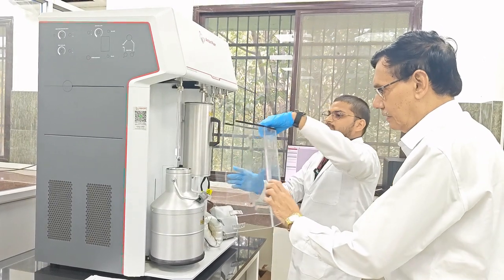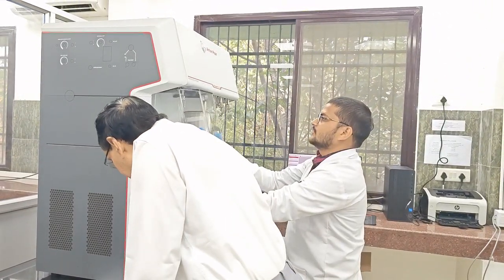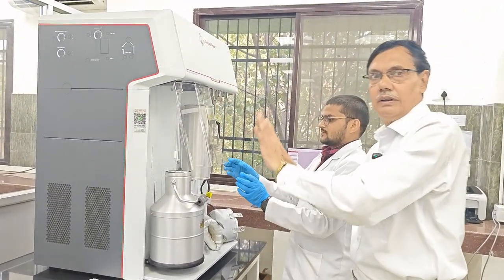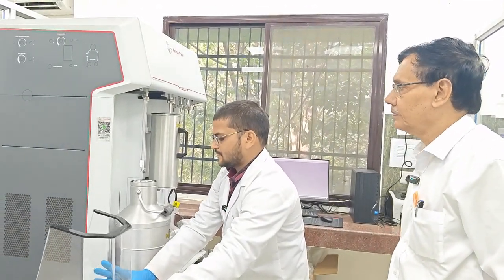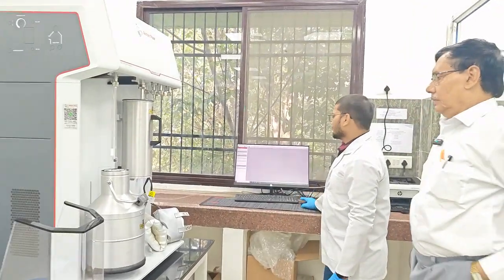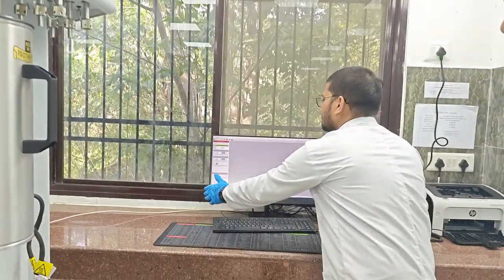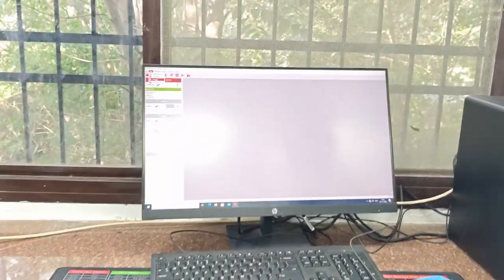Now we have to take the safety wall. This is the safety wall and safety guard, or you can call it a safety shield. So you just put this safety shield. Now everything is ready for the experiment. So as we did prior to degassing, we have to do the analysis. So we will go to start, and this is the analysis.